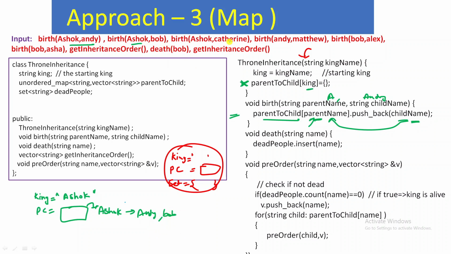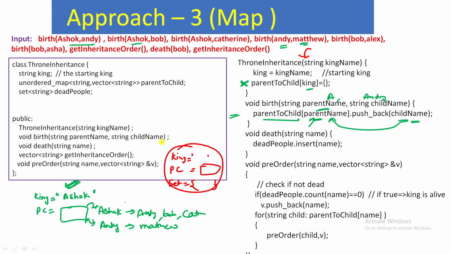The same way Catherine will be added. Next time when ND comma Matthew came, we will come here and the parent name is ND, but ND is not there, so the C++ implementation will do it by itself. It will create this ND and add Matthew as the child. In this object, this king is Ashok. It depicts who the master king is, basically the starting king.